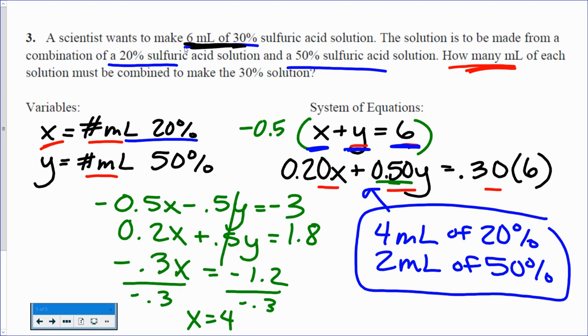Okay, those are our 3 problems for our notes today. Good luck with your homework.